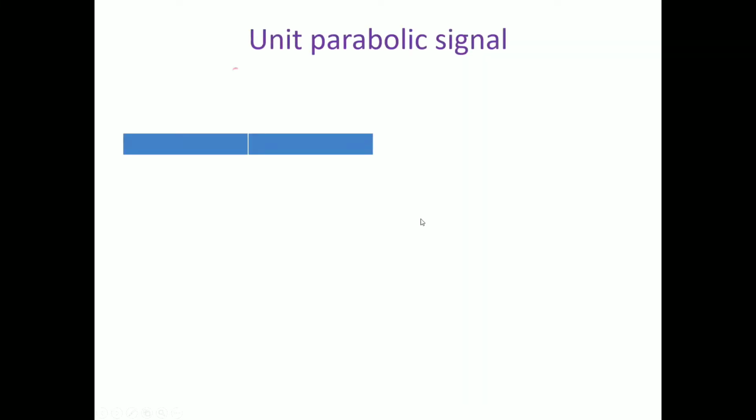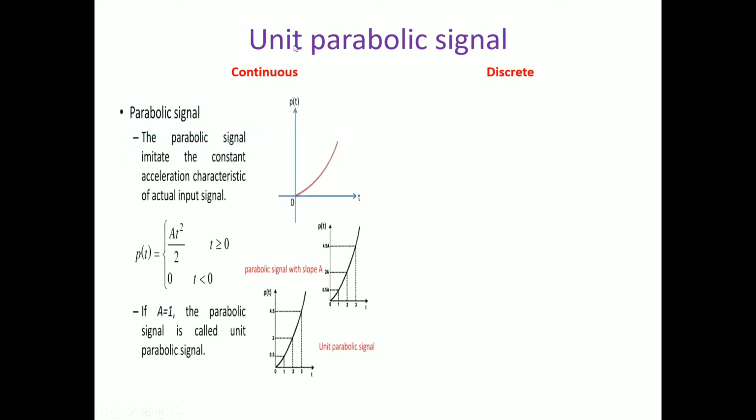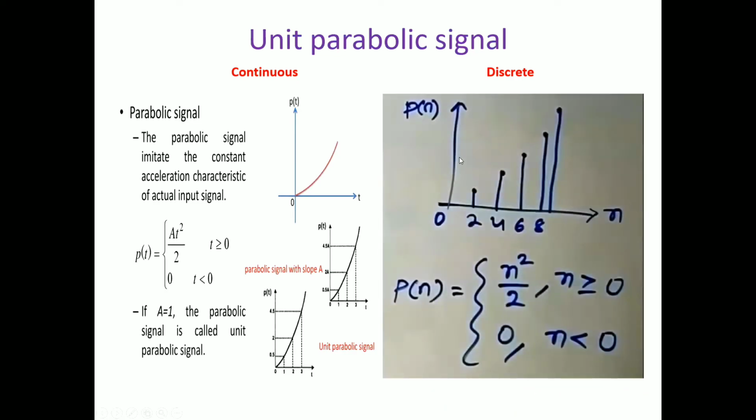Another one is the paraboloid signal. The paraboloid signal is also called the acceleration characteristic. This is how the paraboloid signal is going to be. Suppose P of t equal to a into t square by 2 for t greater than 0 and equal to 0 for t less than 0. If a equal to 1, it is a unit parabolic signal. So this is the simple parabolic signal with the slope a, and this is the parabolic signal with slope unity.